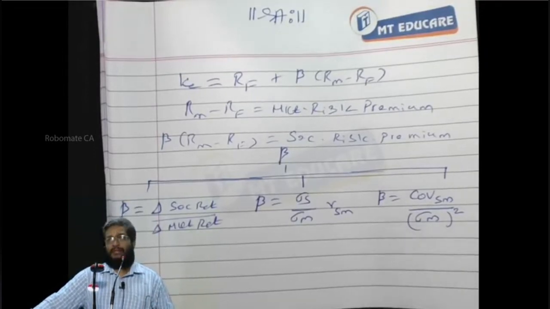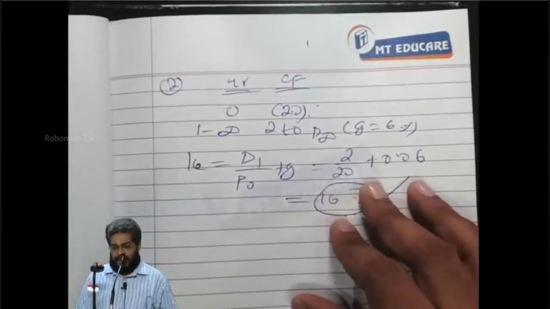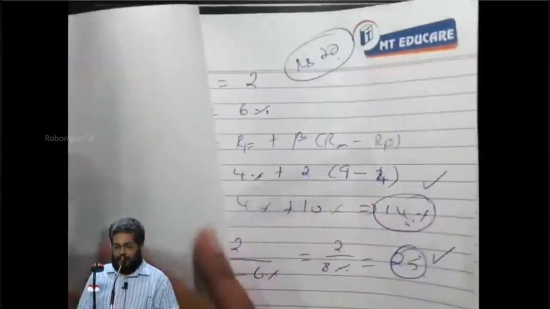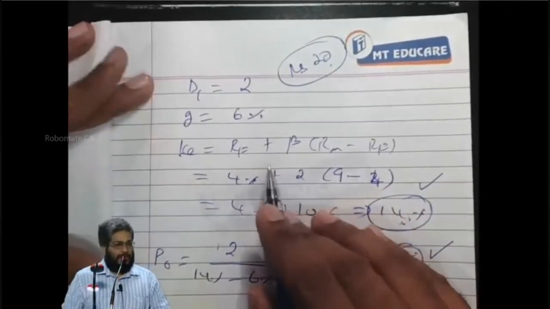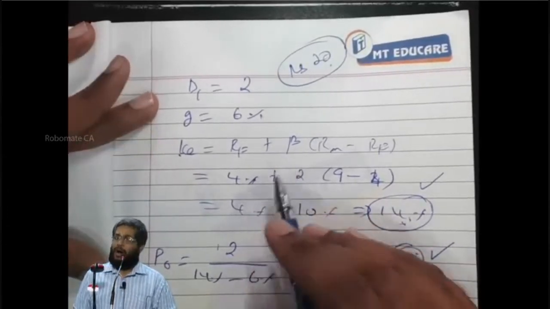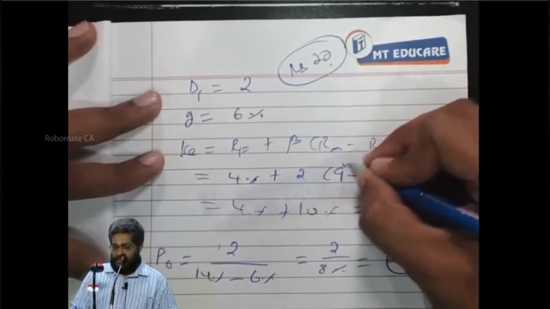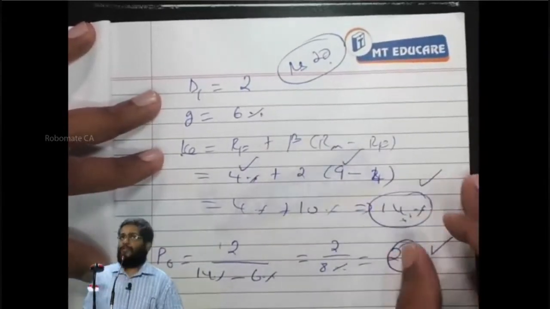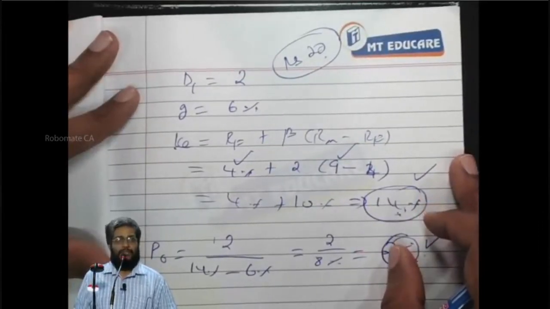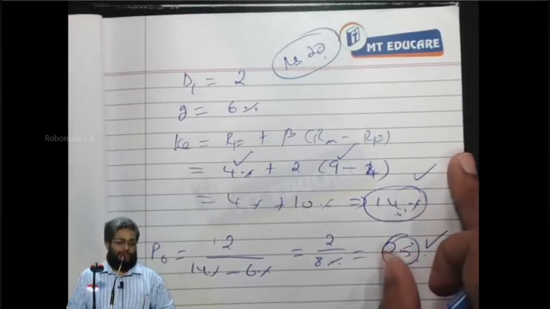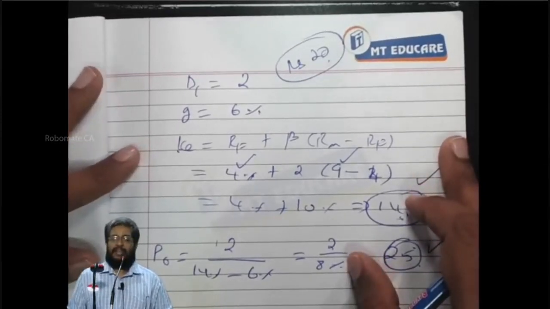The treasury bill, treasury bill means what? Risk-free asset. The treasury bill gives 4% return, and the market portfolio gives 9% return. Should we buy this security?